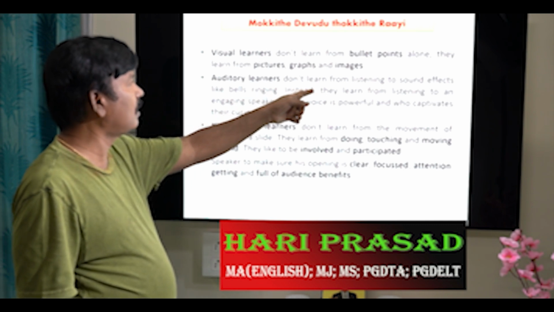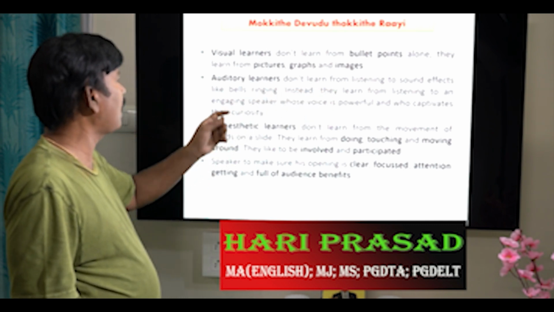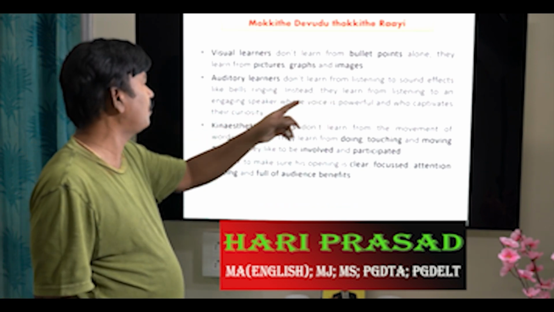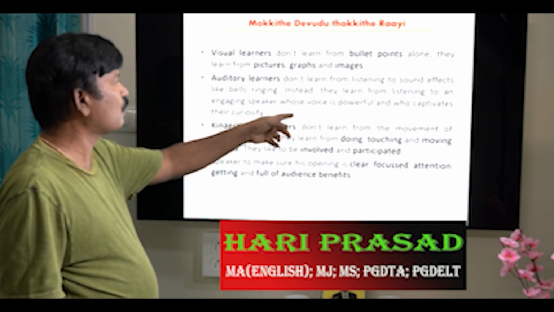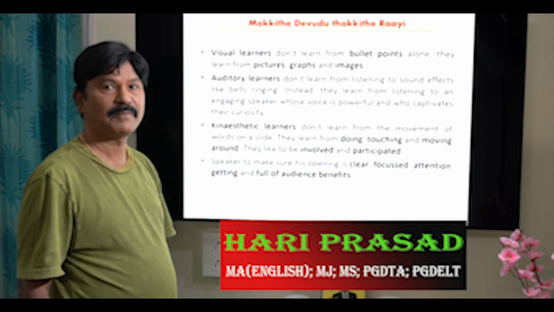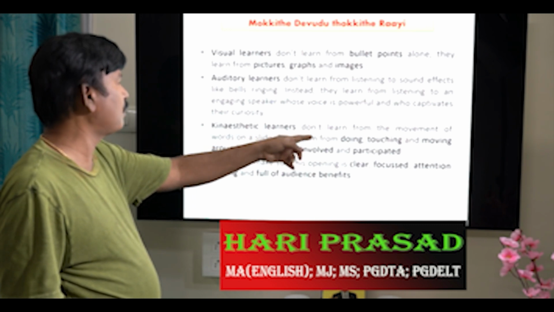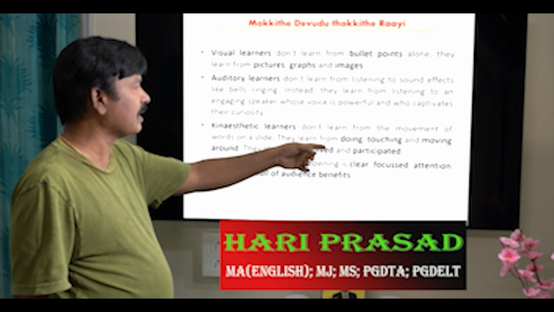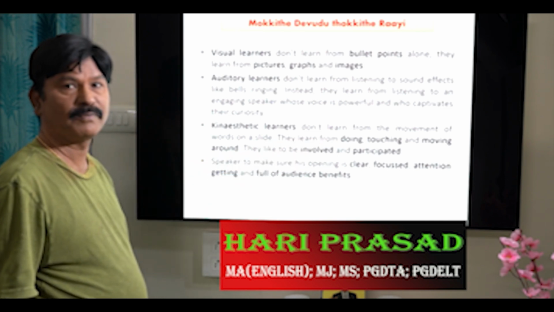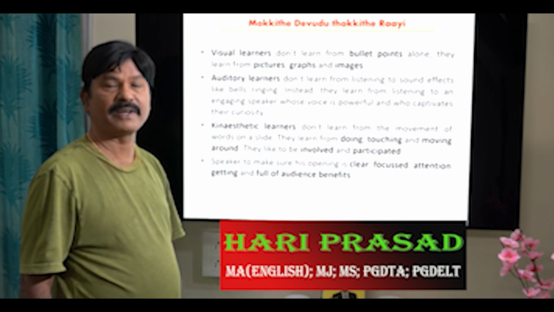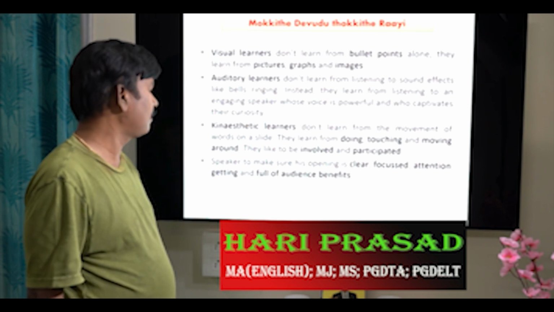Auditory learners don't learn from listening to sound effects like bells ringing. Instead, they learn from listening to an engaging speaker whose voice is powerful and who captivates their curiosity. Kinesthetic learners don't learn from the movement of words on a slide. They learn from doing, touching and moving around. They like to be involved and participate. Then only the kinesthetic type learners, they learn.